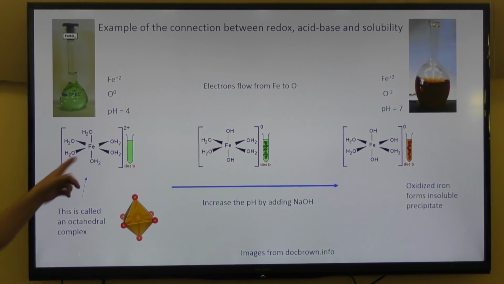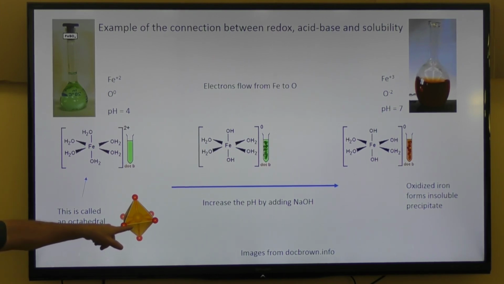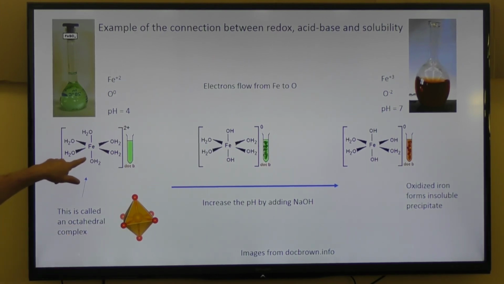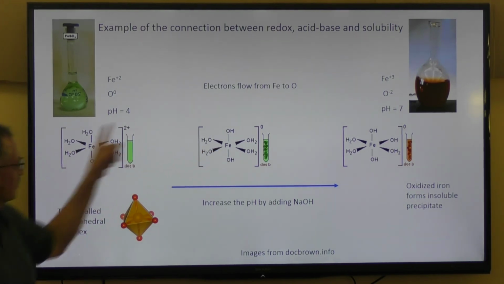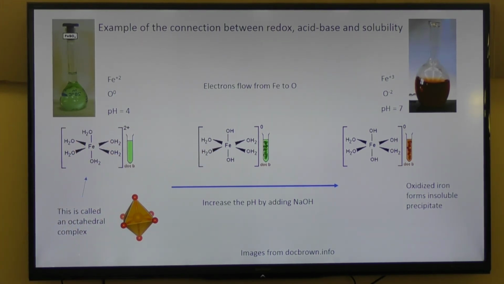When the iron's in solution, it's not just floating around by itself. It has this octahedral complex shaped like this, and it'll have waters or OHs around it in an octahedral shape.